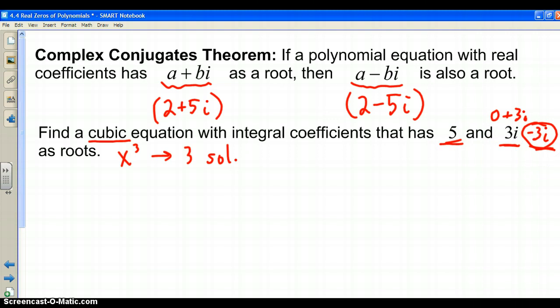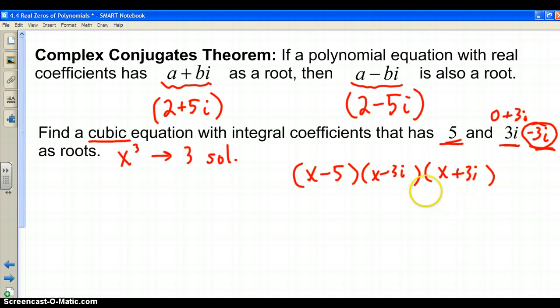And like we did with other ones, if the question was, write the polynomial given these three roots, but let's just go backwards and write the factors. So the factors for this one would be x minus 5, x minus the solution. This would be x minus 3i, and this would be x plus 3i.